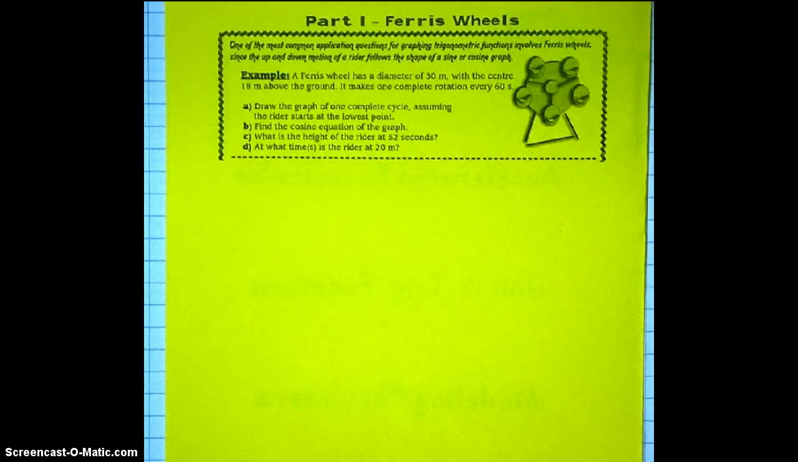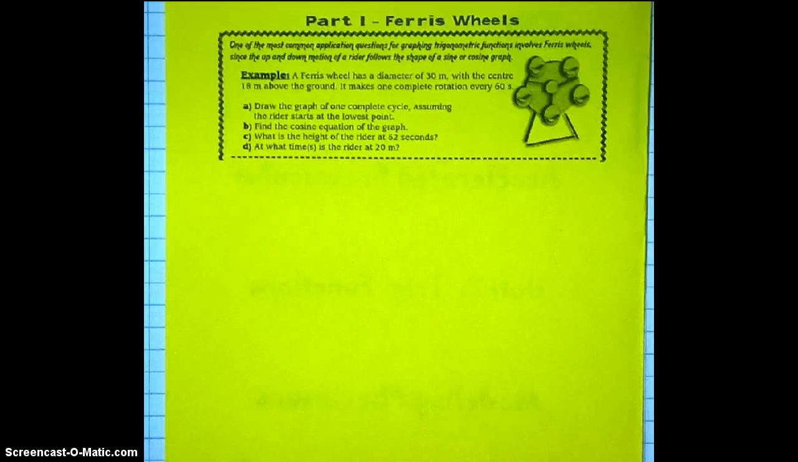In this video, we're only going to look at the first example, which is on Ferris wheels. We can look at the others in class. And so Ferris wheels are a great real-world phenomena that models sinusoidal motion. And that's because the Ferris wheel is a circle, and as a rider on the Ferris wheel, you are going up and down, up and down, up and down, which is exactly what the sine or cosine curve does.